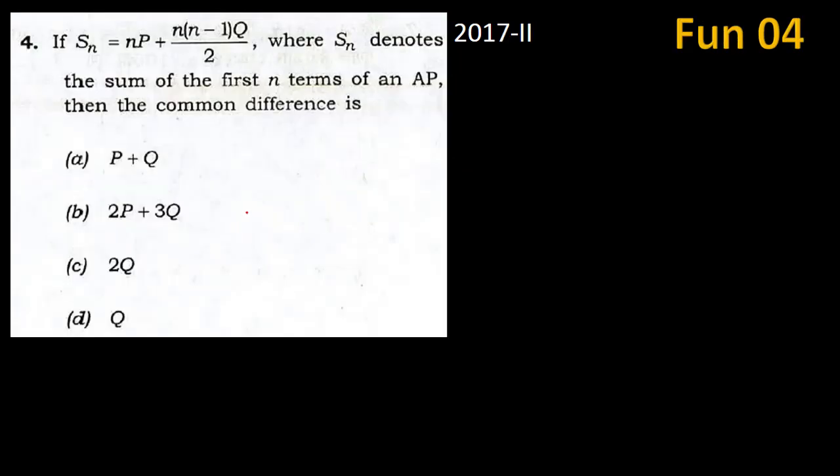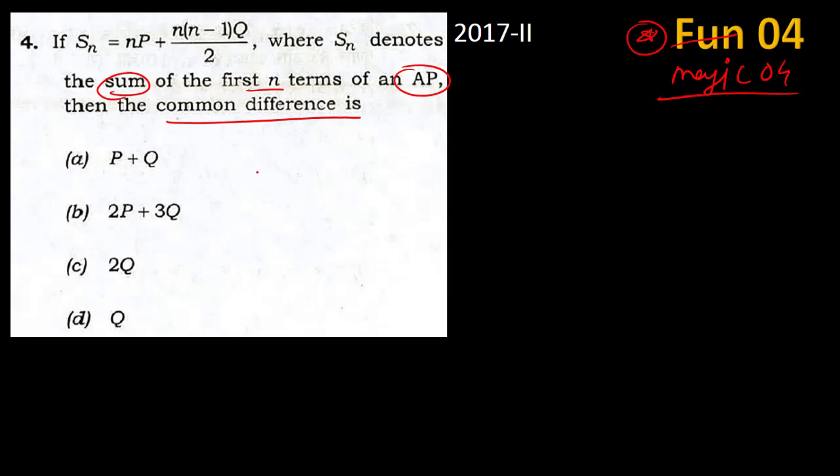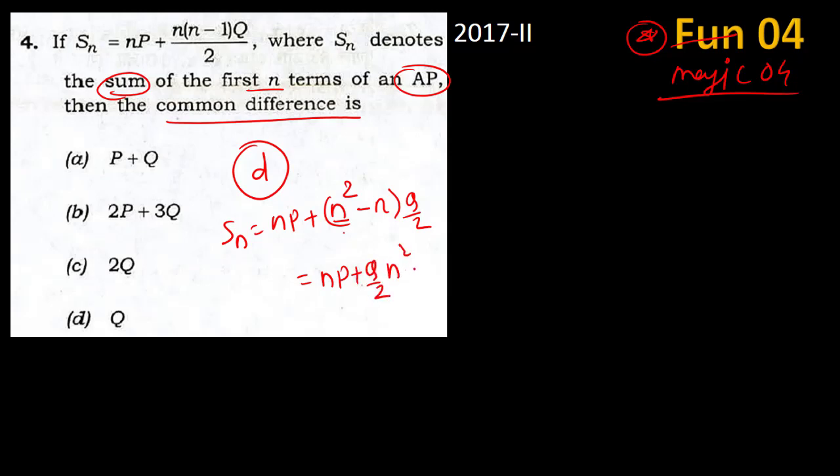Okay, if Sn is equal to np plus n into n minus 1 q by 2, where Sn denotes the sum of the first n terms of an AP, then what is the common difference? In fun class number 4, magic 04, I have already given you the concept of how to find the common difference from the sum. First open the sum. It is np plus n square minus n into q by 2, which is again np plus q by 2 n square minus q by 2 n.